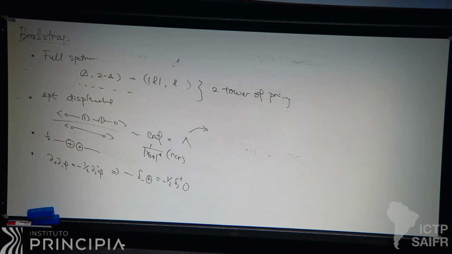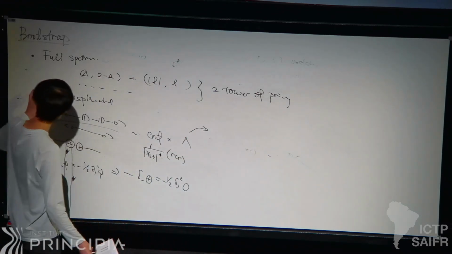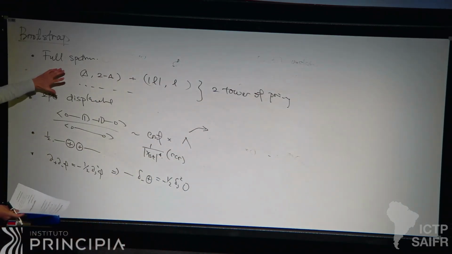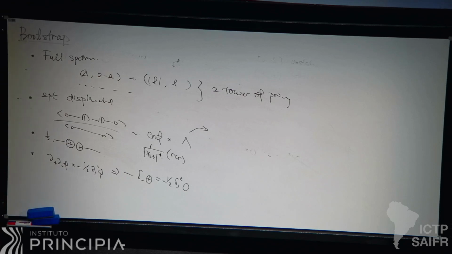So that's what we find. Since I'm running out of time, let me quickly conclude. Based on this simple analysis, expanding on a non-straight line allows us to fix the full spectrum, fix all CFT data on the line, and by going to the next order, we managed to do some consistency check of the conformal invariant functional form.